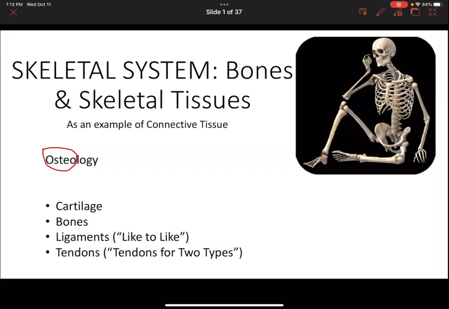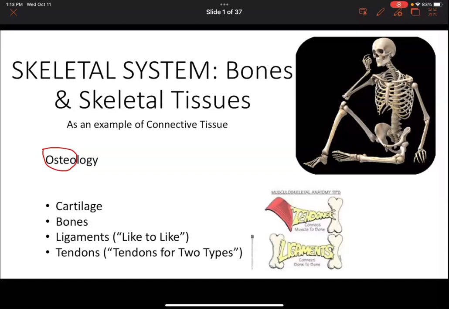So to hopefully help you, I have a couple of sayings that might help you remember what is what. So ligaments are going to attach like to like, or bone to bone. And so that's what we mean by like to like. So ligaments are going to join bones. Tendons, you can think of tendons for two types. They're going to attach two different types of tissues, bones to muscles. All right? So tendons attach our bones and our muscles together.